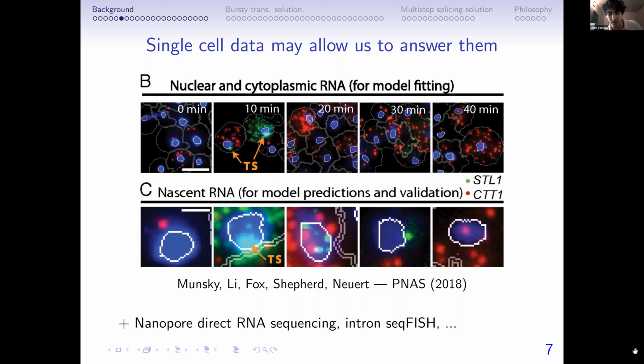There's other technologies, like a couple that my collaborator Gennady Gorin has told me about, like nanopore direct RNA sequencing and Tron-seqFISH, that have some hope of maybe not just counting RNA, but being able to identify how many RNA have 1 intron currently removed or 2 introns currently removed or stuff like that. There's a lot of technical issues with these things, but there's real hope of having the data to answer these kind of fantastically difficult and high resolution questions.